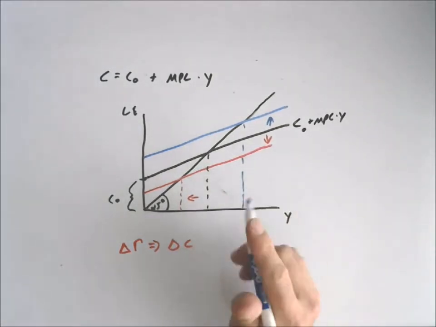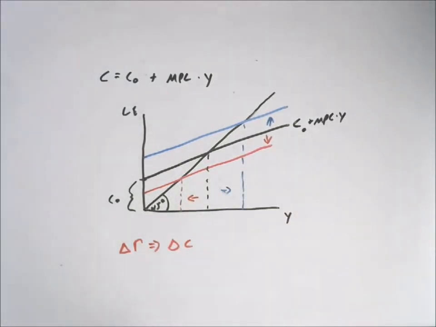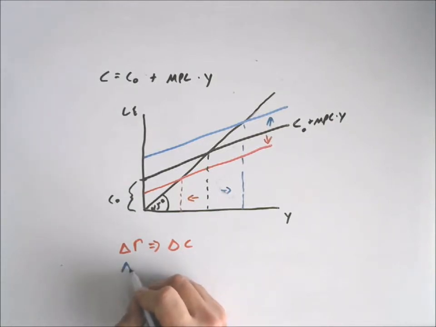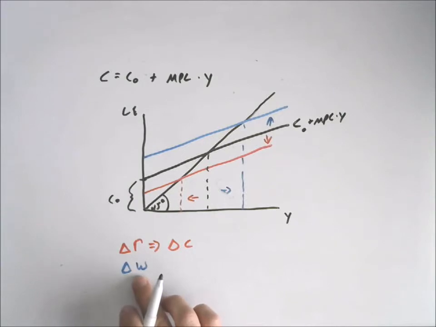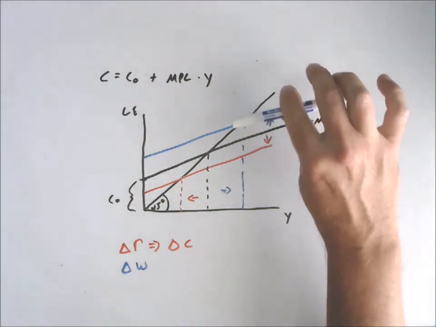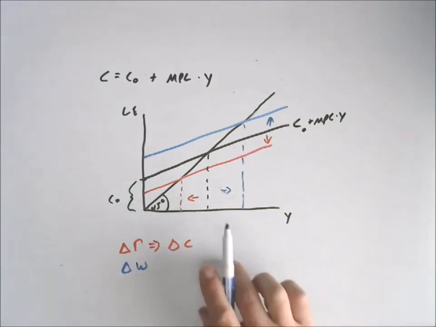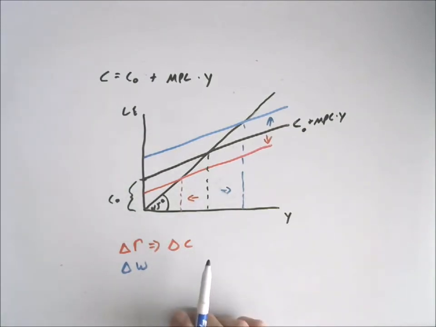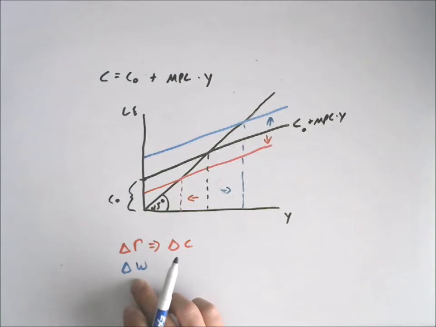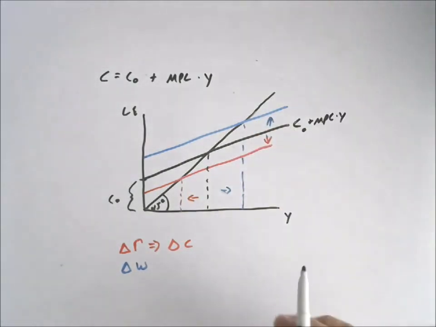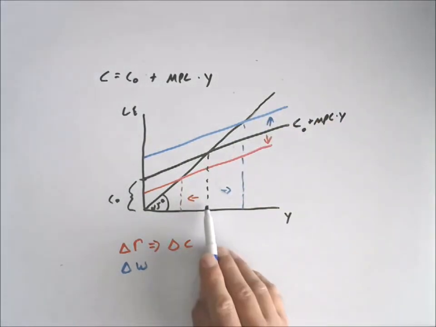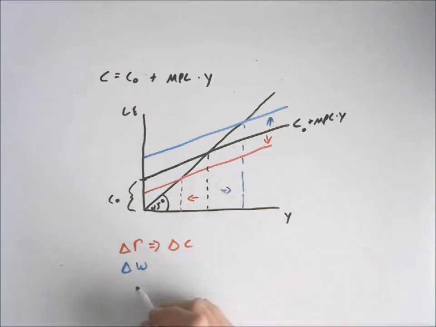Now, another factor is wealth. So a change in wealth, okay? If you're wealthier, you're going to consume more. Consumption function is going to shift up. GDP is going to increase. If you find yourself to be less wealthy, you're going to reduce your consumption. Consumption function is going to shift down. GDP is going to decrease.